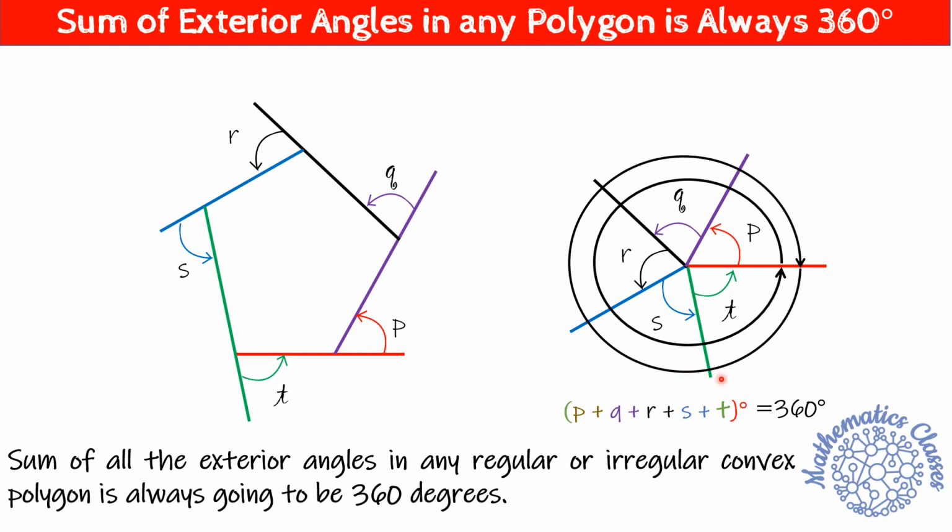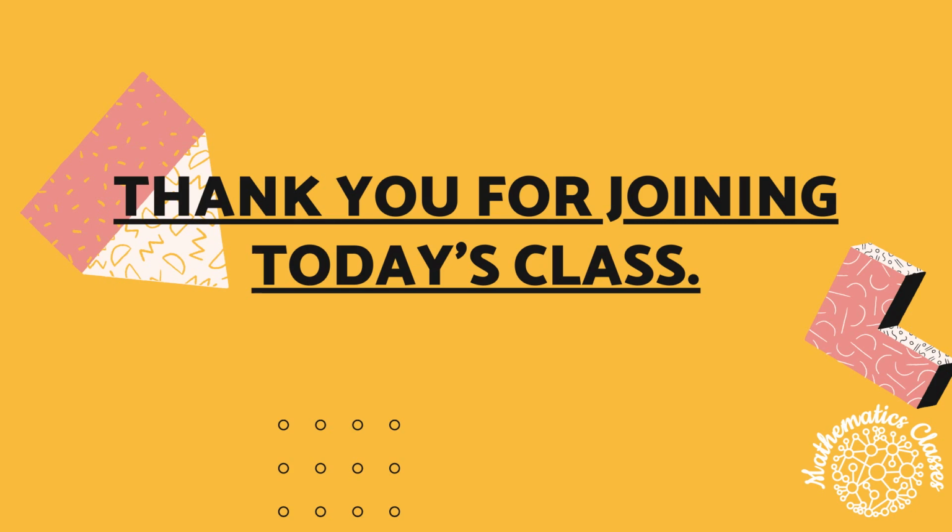We purposefully drew it in this way. The sum of angles P plus Q plus R plus S plus T is always going to be 360 degrees. So again, the sum of all the exterior angles in any regular or irregular convex polygon is always going to be 360 degrees. Thank you for watching this lecture, as we have proved that for any convex polygon, whether it is a regular or irregular polygon, the sum of all the exterior angles will always be equal to 360 degrees.